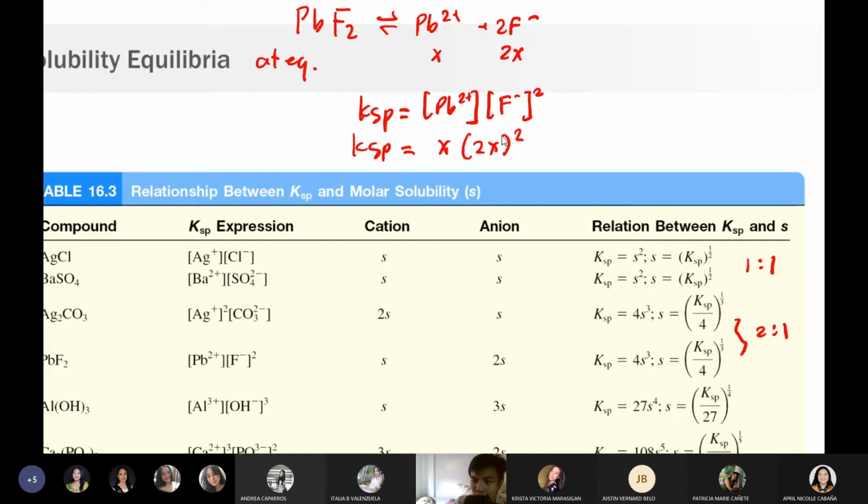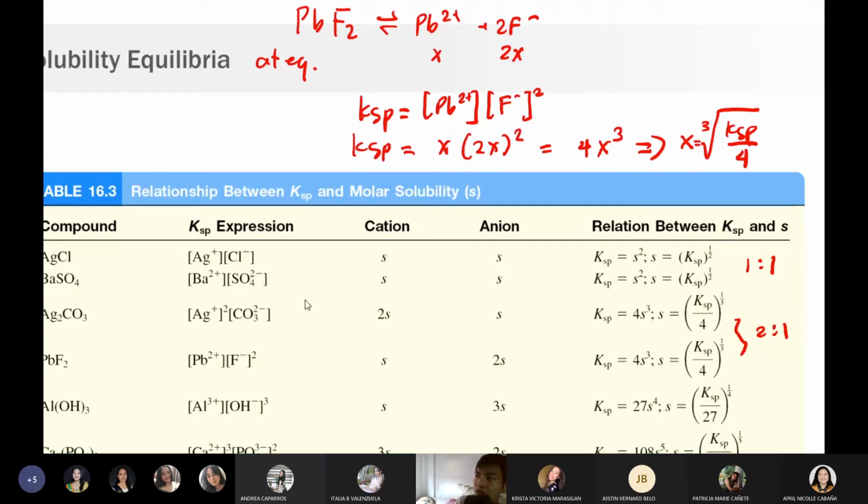Itong 2X raised to 2, ito yung reason bakit may 4 doon. Okay? So, that will be 4x cubed. Bakit naging x cubed? Kasi you have x squared times another x. So, magiging x cubed yan. So, to solve for x, that will just be the cube root of Ksp divided by 4. So, dito galing yan sa equilibrium expression.